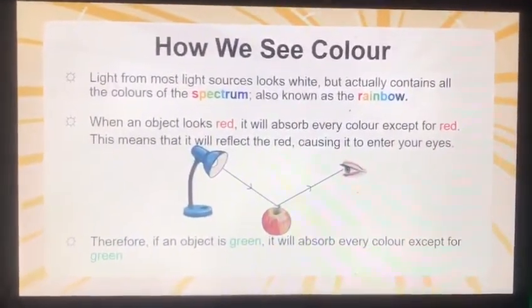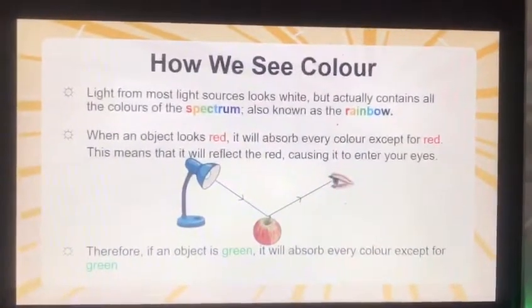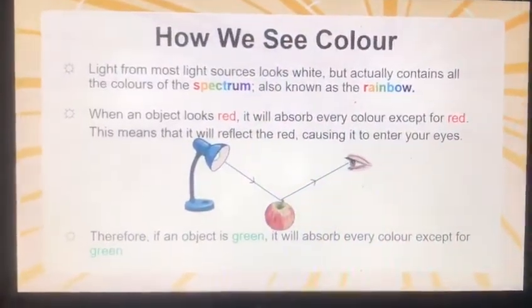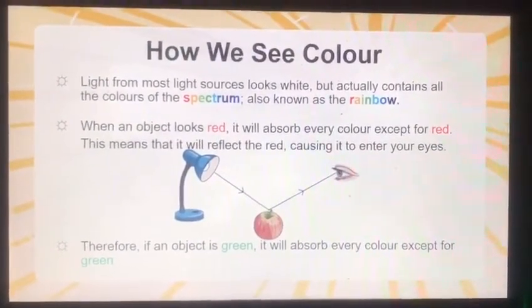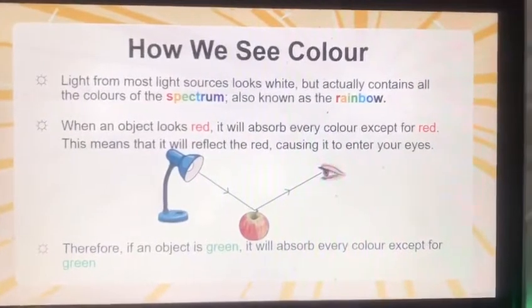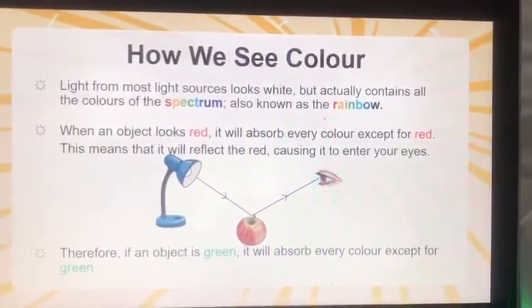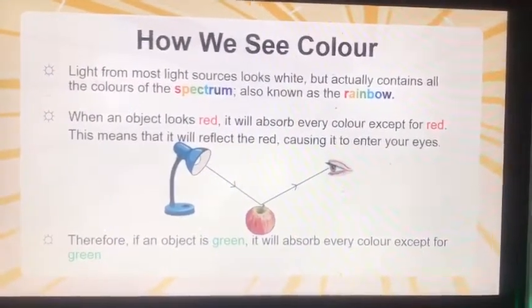And how we see colour. So light from most light sources looks white. So think of a torch or a lamp, but it actually contains all the colours of the spectrum, also known as the rainbow. So when an object looks red, it absorbs or takes in every colour except for red, which means the red is reflected back into our eyes. So therefore, if an object is green, it absorbs every colour except for green.